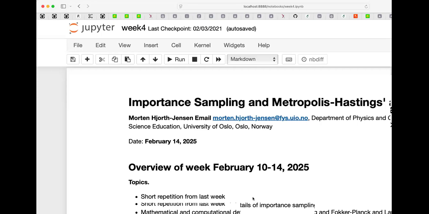So welcome back, everybody. What I wanted to do today is to continue where we were last week, when we discussed some of the basic things with the transition probabilities, what we call the Metropolis-Hastings algorithm. And at the same time, we will take a kind of top-down approach, where we are going to look at the equations which we need to code.